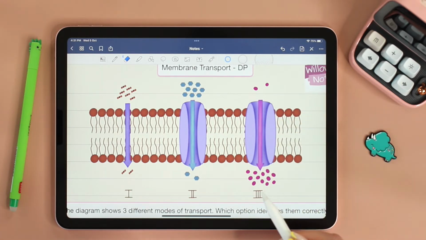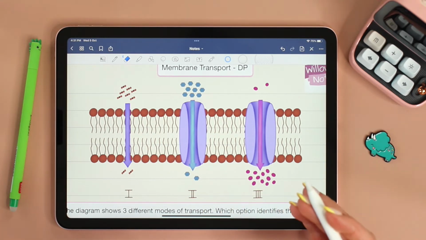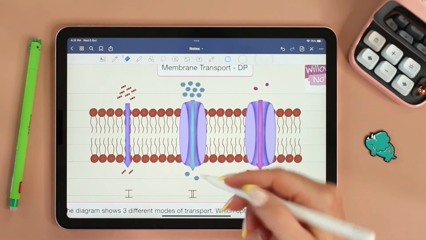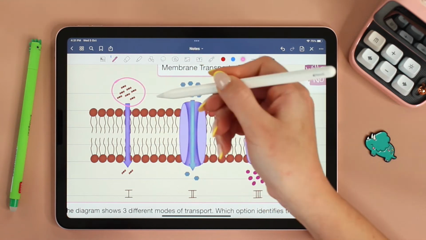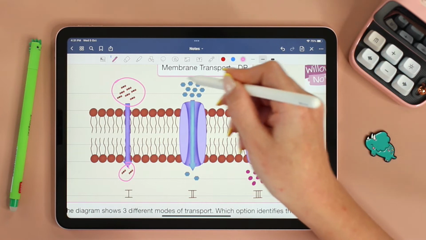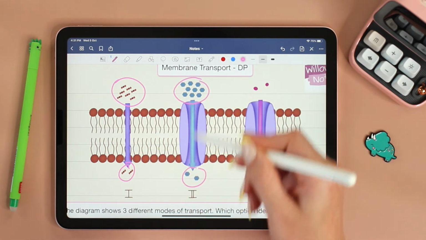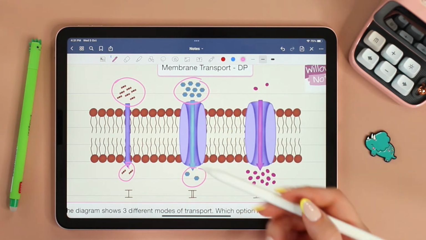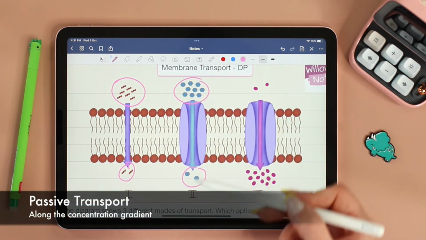Why do we need to know that? Because in passive transport, the molecules move from high to low. And that's the case with the first two. We can see here molecules going from high concentration to low concentration, as well as in the second case. So if molecules are moving from high to low, that's a passive transport. So therefore, both 1 and 2 are cases of diffusion.